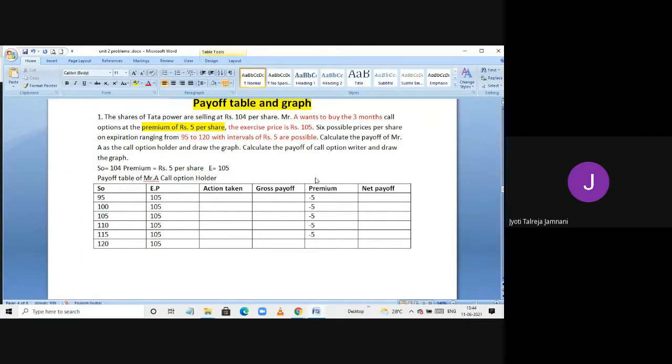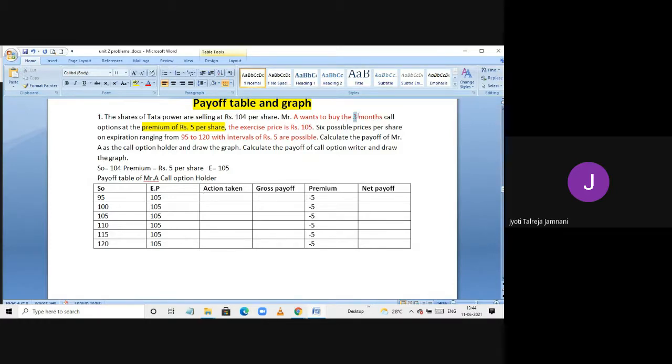Okay, so these prices are as good as 7 sums. If the price is 95, what is his gain? If the price is 100, what is his gain? So we are putting all the 6 prices in the table, and the premium and the exercise price. Now we'll start solving it. So we are going to see the action taken. Now we have to see what Mr. A will do.